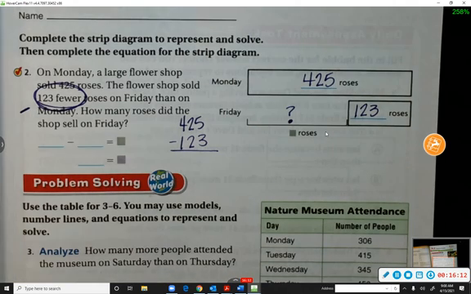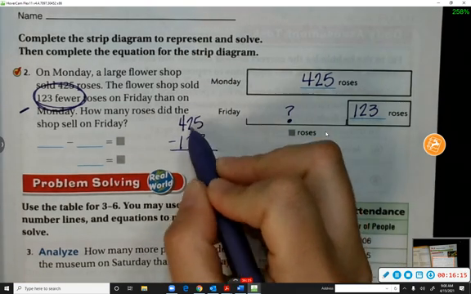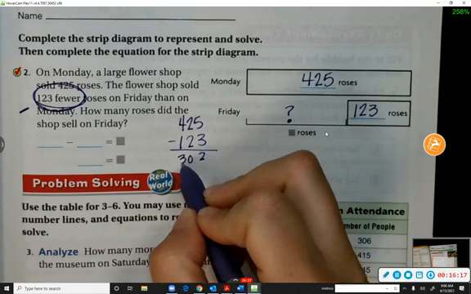Kelsey? Good. 5 minus 3 is 2. 2 minus 2 is 0. 4 minus 1 is 3.